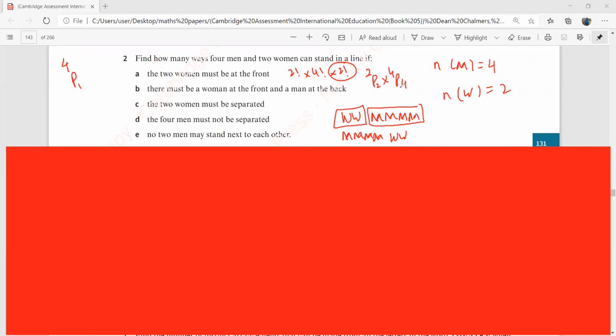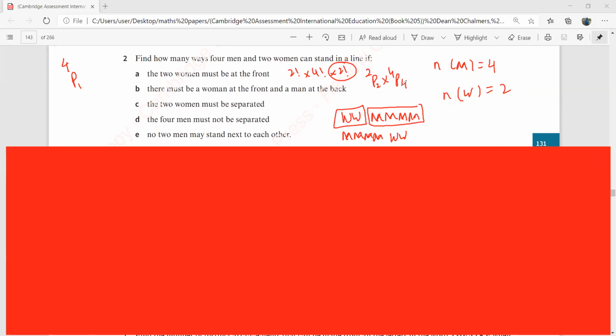No, sir. If we have 2 women at the front, and at the front we need to keep a woman, so that means we will do 2p1 because we can only choose one of them. And then at the last position we have 4 men, from which we have to make one stand at the back. So we'll use 4p1. And in the middle, we have women fixed at the first position.